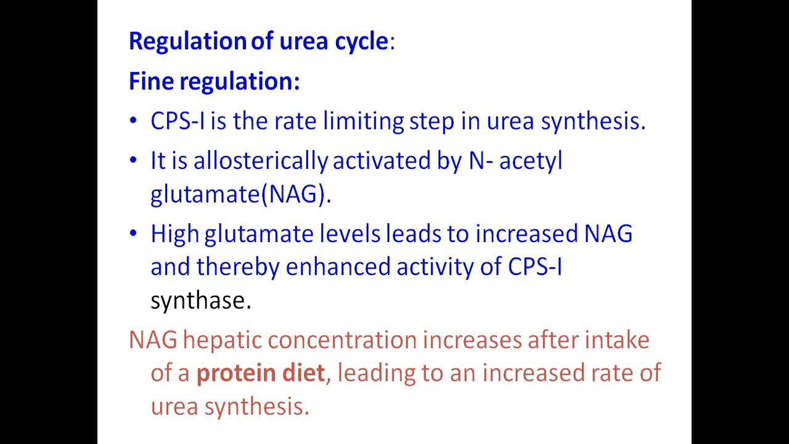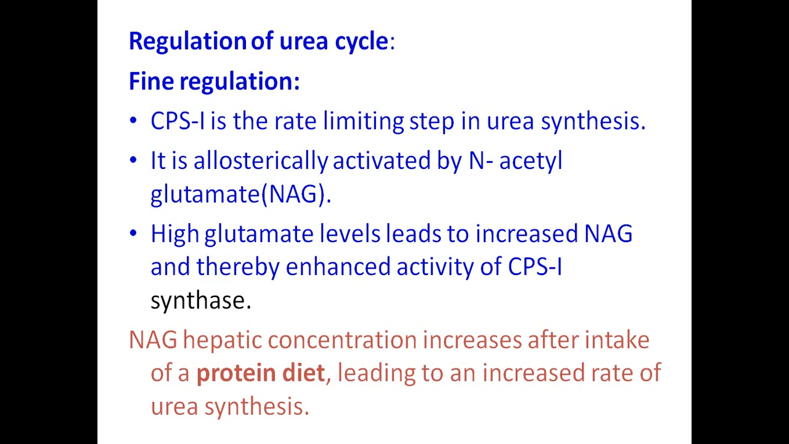So high glutamate levels lead to increased availability of N-acetylglutamate, and thereby enhanced activity of CPS1 can be seen. When you see more glutamate present, it means more NAG is available. When more NAG is there, CPS1 will get activated, ammonia and carbon dioxide are trapped and converted to carbamoyl phosphate. So the regulatory step of the urea cycle is the first step, catalyzed by the enzyme CPS1.